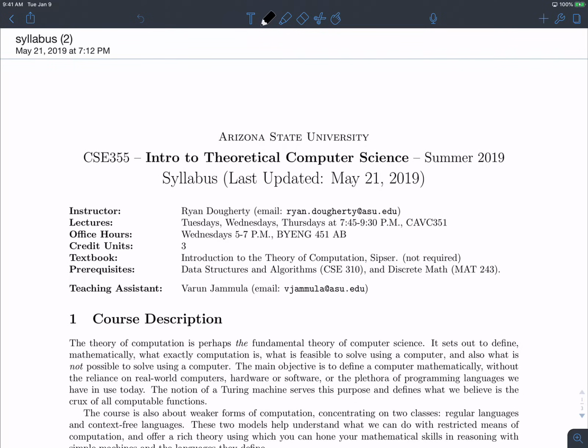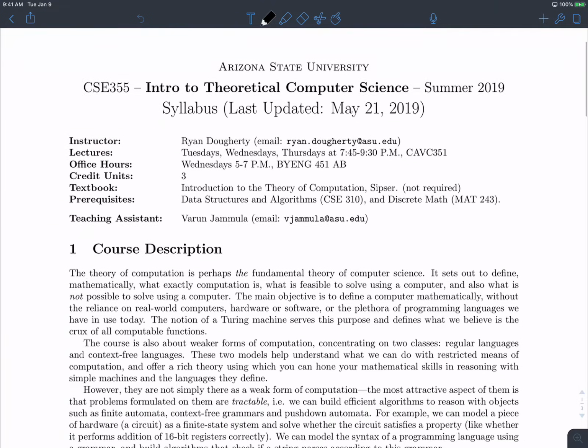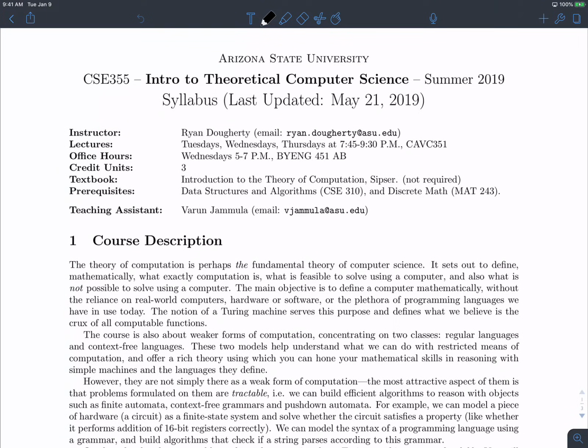All right, so as you might have guessed, I'm Ryan Dougherty. I'm technically a professor now at a different university, hence my shirt, so you can actually call me professor, but if you don't want to bother with that, just call me Ryan.